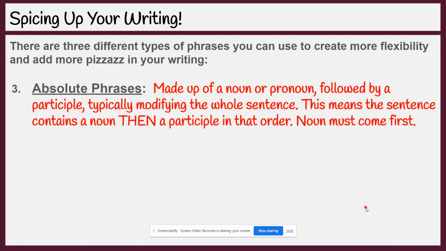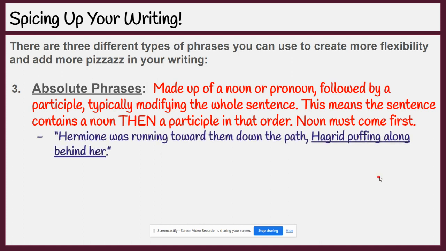The last one that you could use is an absolute phrase. An absolute phrase is made up of a noun or pronoun followed by a participle. So you kind of have to know what a participle is in order to understand an absolute phrase. And these things typically modify the whole sentence. This means that the sentence contains a noun, then a participle in that order. So the noun has to come first. Here we have Hermione was running toward them down the path, Hagrid puffing along behind her. So here's our noun. Here is our participle in that order.